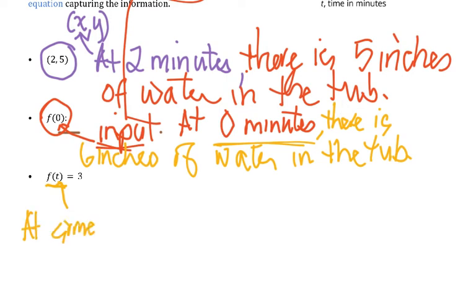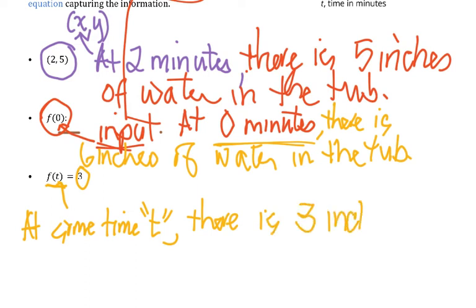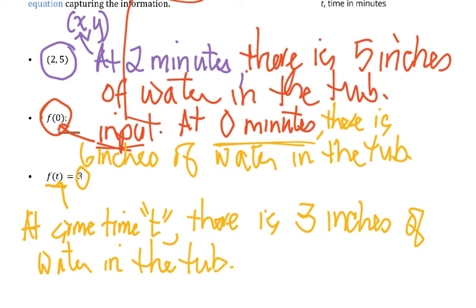So at some time t, okay, at some time t, what is it telling me? Equals 3. So at some time t, comma, there is 3 inches of water in the tub. All right, at some time t, there is 3 inches of water in the tub. Can we figure out what it is at 3? What's the time at 3 inches?